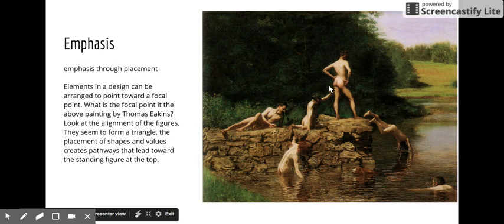So this figure carries you this way, this leads you this way, and this leads you this way. So there are three directional movements going towards the focal point. And then also there's a lot of value contrast here. The value of the figure is very light, and it's placed against a very dark value, the trees behind. So the standing figure is definitely the focal point.